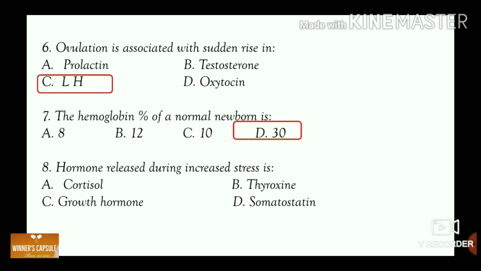Eighth one, hormone released during increased stress is A. Cortisol, B. Thyroxine, C. Growth hormone and D. Somatostatin. Answer is option A. Cortisol. So cortisol is also known as stress hormone.